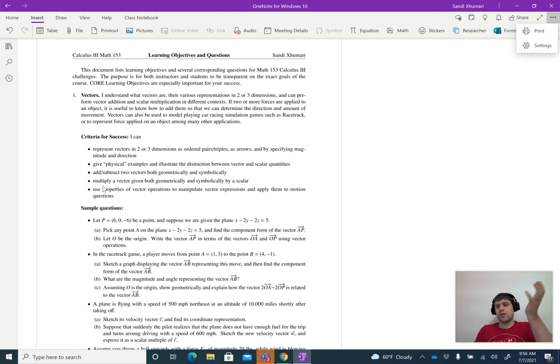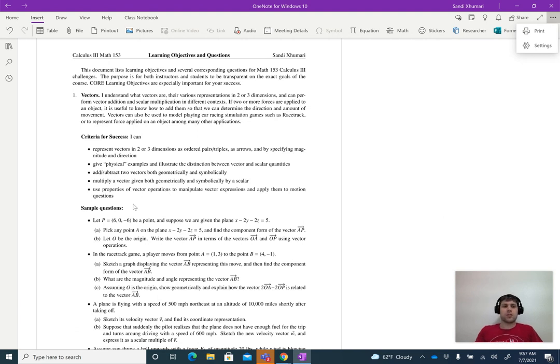And it would also mean the arrow representing it just gets scaled by 2 as well. So you need to have both of these in your mind and be able to move between these two representations. And I can use vectors. I can use properties of vector operations to manipulate vector expressions and apply them to motion questions. So this is an application question.